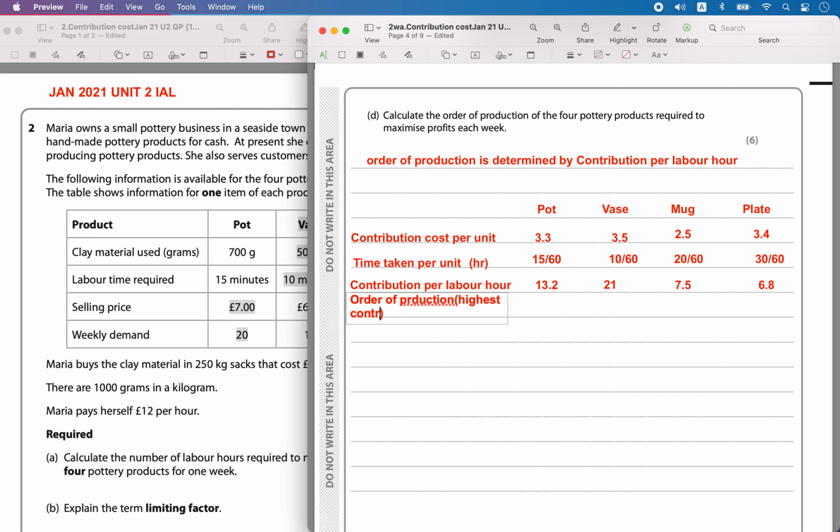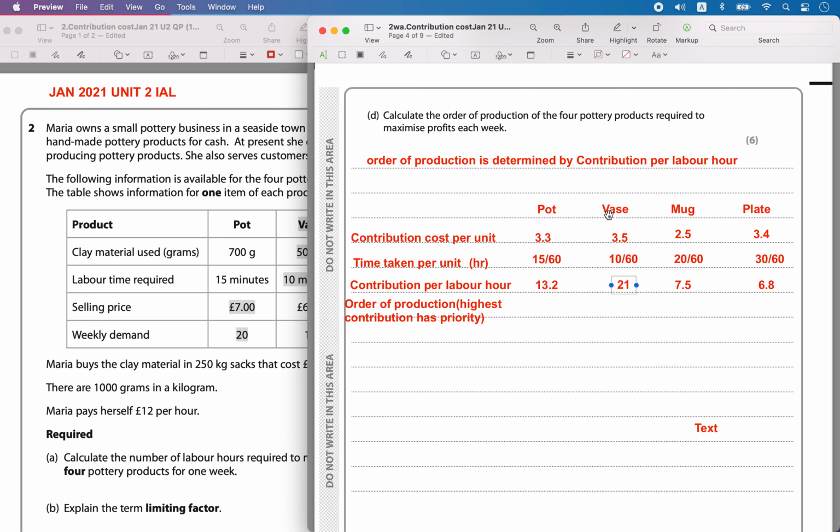Highest contribution has priority. Whichever is bringing more money, that is the highest contributor, will be given the priority.